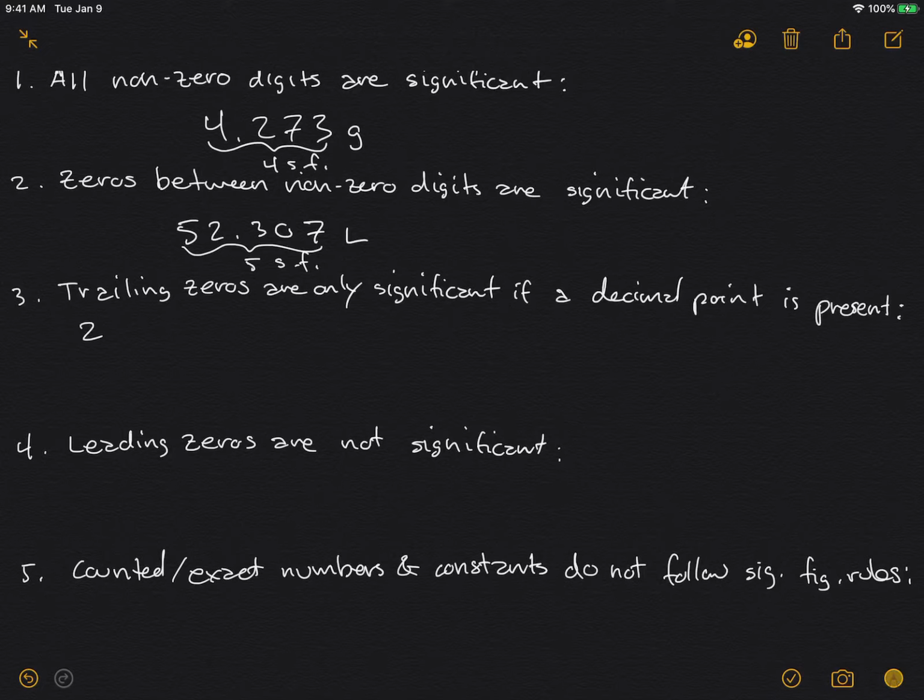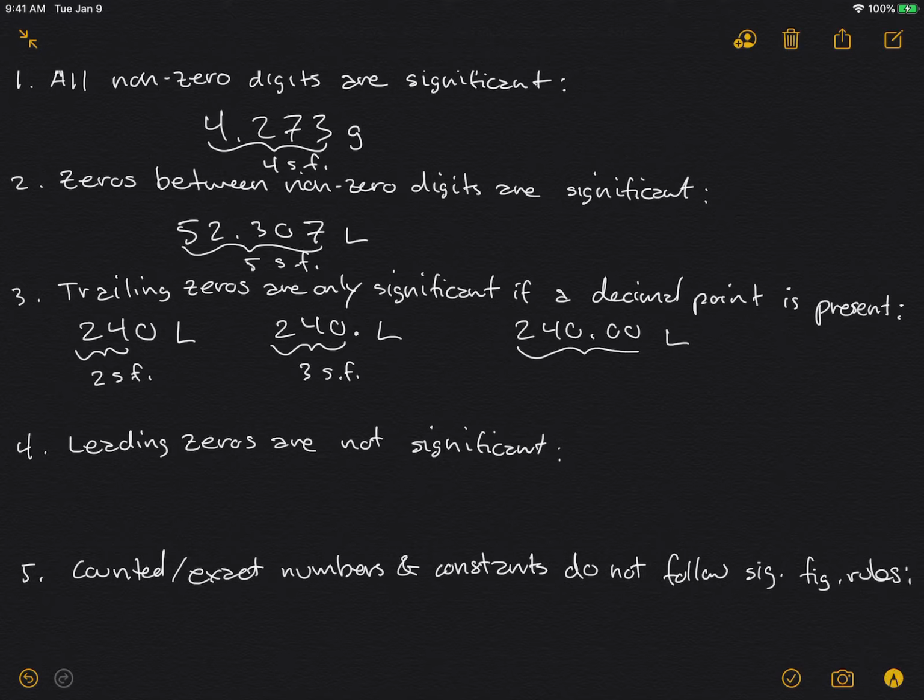So you might see a number like this, let's say 240 liters. This number only has 2 significant figures since there is no decimal point. So the trailing zero is not significant in that measurement. But if you saw that measurement and there was a decimal point present like this, then you would have 3 significant figures. Or you may see this measurement where you've got trailing zeros to the right of the decimal point. In that case, this measurement has 5 significant figures.